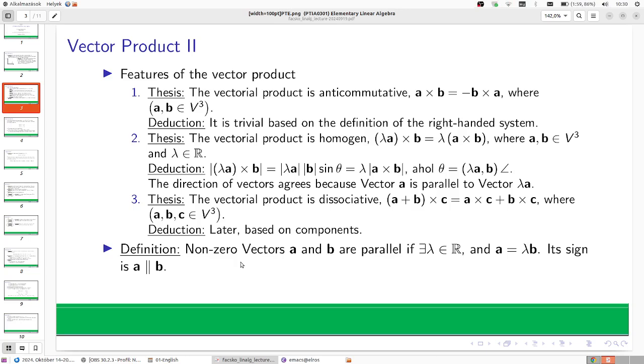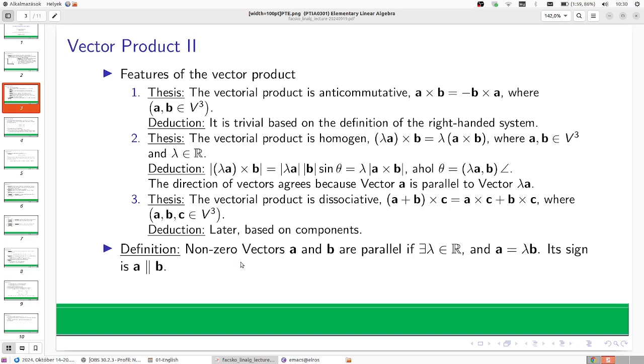Okay, the vectorial product is distributive. So if you have a sum here, a polynomial, and do the vectorial product, then you can divide the operation into two parts.